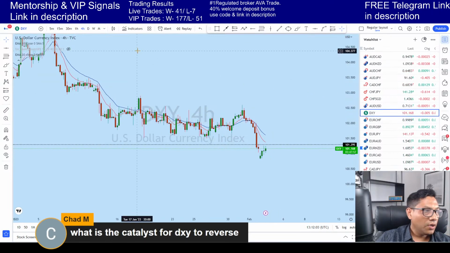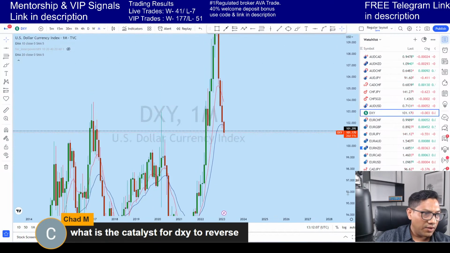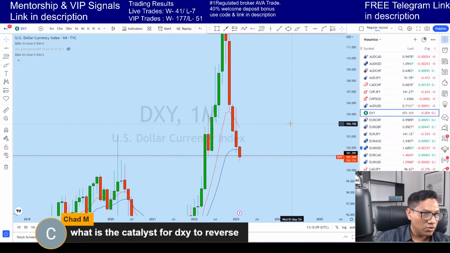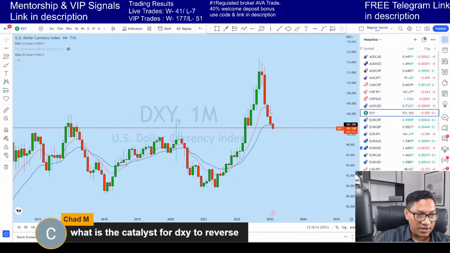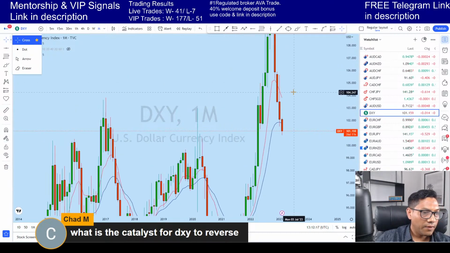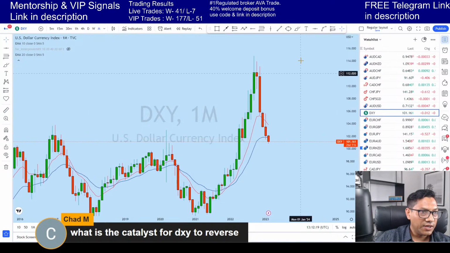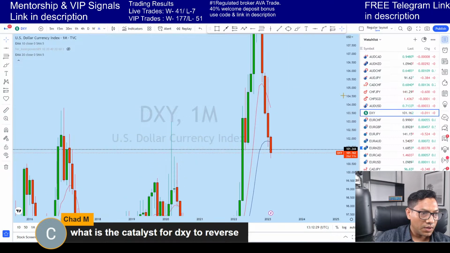Okay, so DXY to reverse is, if I look at the monthly, first of all, for me, the reason DXY might reverse is because this is in fact a huge liquidity on DXY. Okay, you can see that there's a big move happen, big drop to this level on DXY, and this is a very important level of support on DXY.